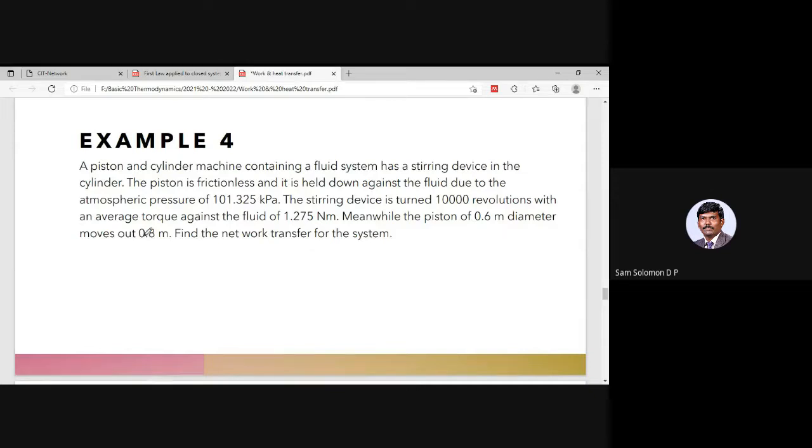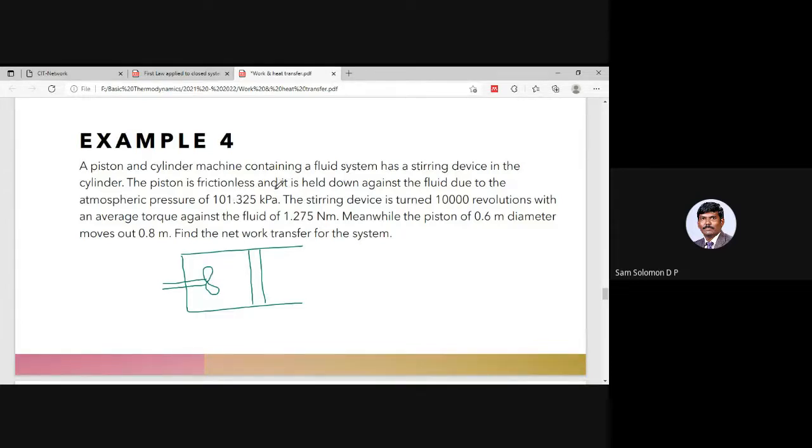So you need to understand this. So let me depict this pictorially. In the book, for a clear diagram, you can refer to the book. So here they are talking about a cylinder piston arrangement. Okay, it is containing a fluid system. Some fluid is there inside, and it has got a steering device inside the cylinder. So let's say there is a steering device over here, a stirrer. Okay, a stirrer in the form of a steering device.